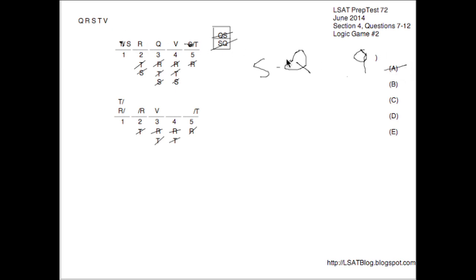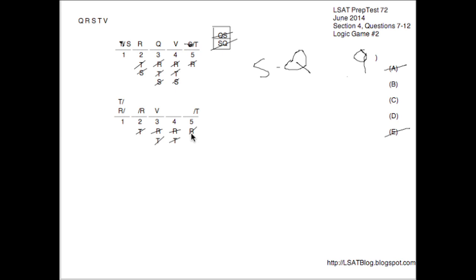R second happened, so we'll keep it. S first happened, so we'll keep it. T fifth also happened, so we'll keep it. V third did not happen, so that's gone. We're down to B, C, and D. Let's move on now to the bottom diagram.